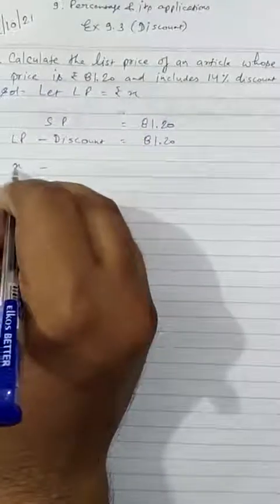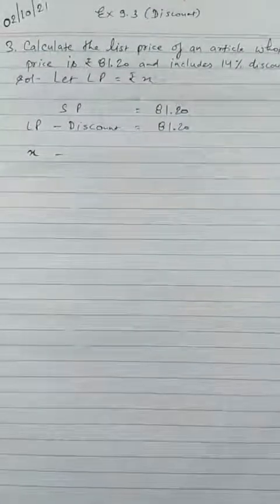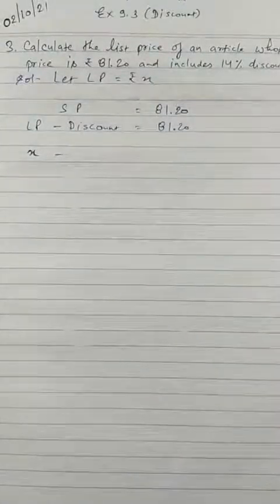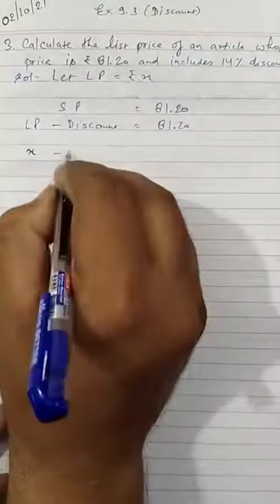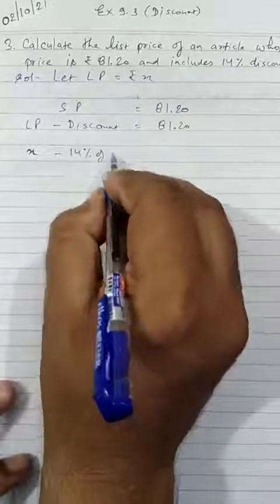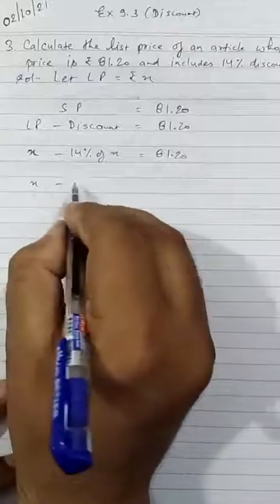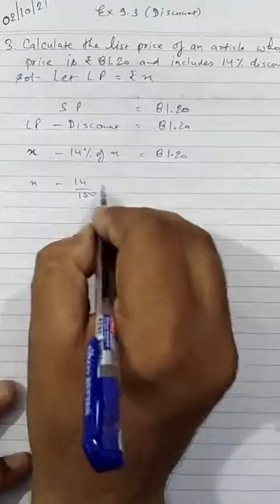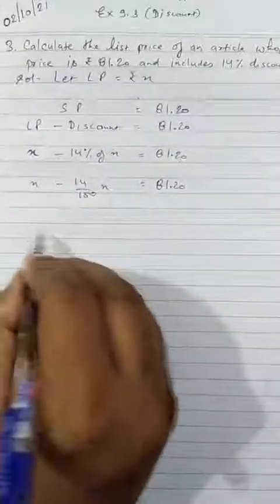So X minus how much discount we have got? We have got discount 14%. So discount is deducted from the list price. Means if you buy a book and you expect a discount, so we are getting a discount of 14%. X minus 14 upon 100 X equals 81.20.